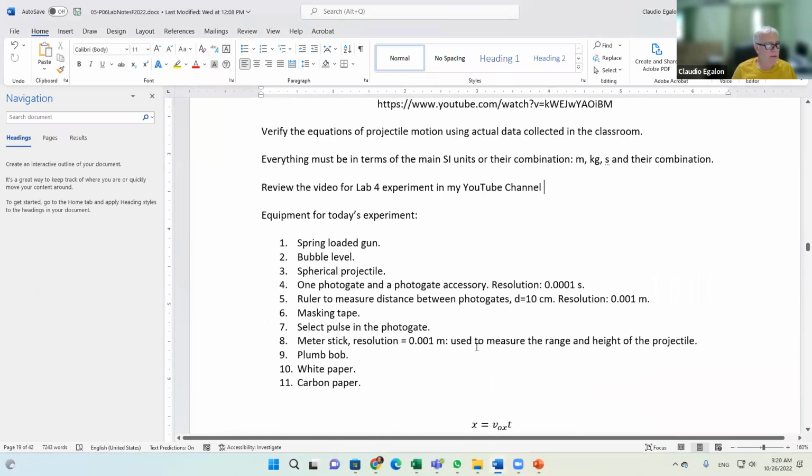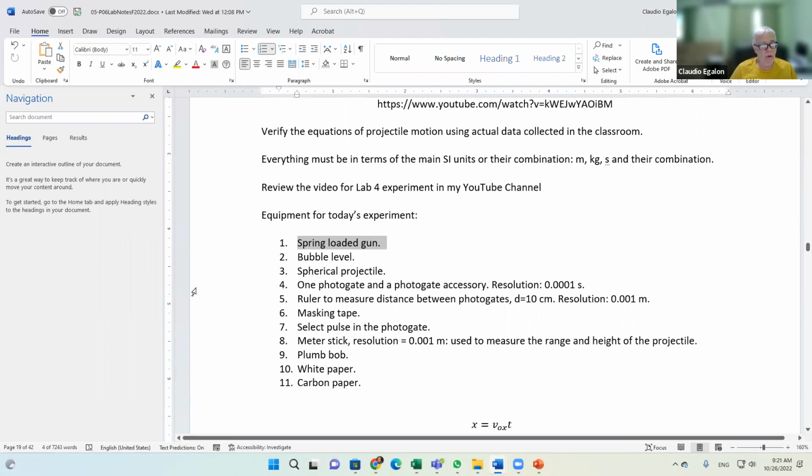Okay, what's the equipment for today's experiment, right? Well, first, in order to come up with a projectile, we need some device to project the projectile, to propel the projectile. And what we use in this experiment to propel the projectile is a spring-loaded gun, okay?